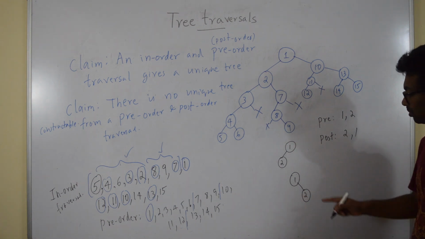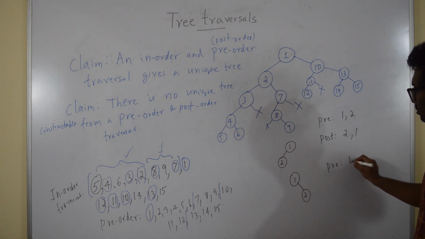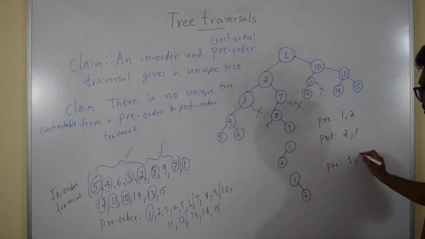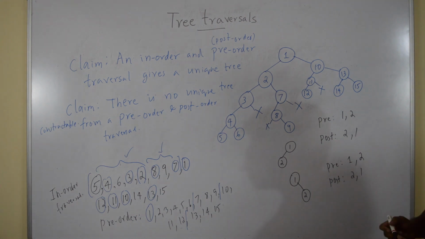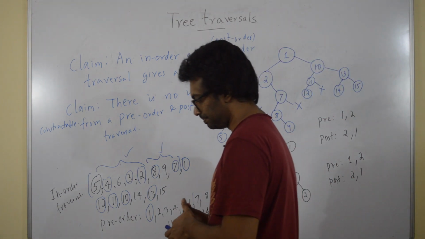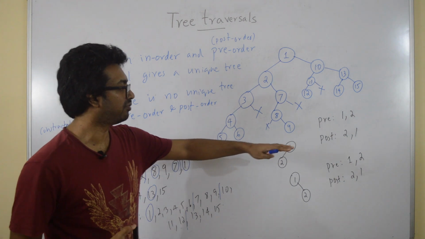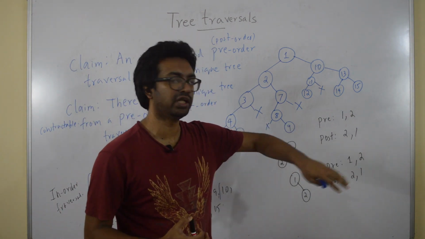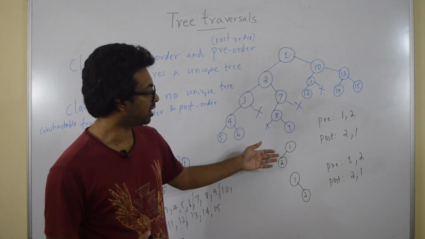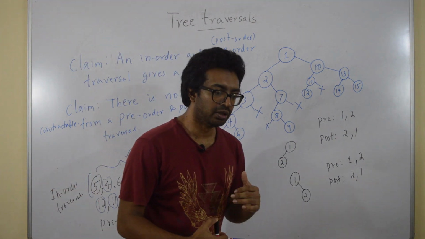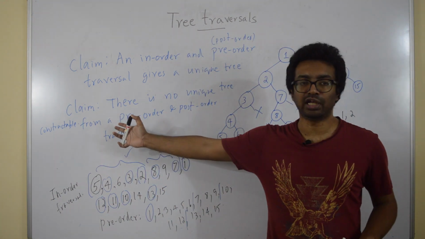Now, what about this tree? What is the pre-order traversal? Pre-order traversal is going to print 1 and then it's going to print 2. And what about this? You get the picture. So there are these two. If you are given 1, 2 and 2, 1 as pre-order and post-order traversals, you don't know what the tree is going to be. The tree can be this or the tree can be this, right? This is an example for the claim.